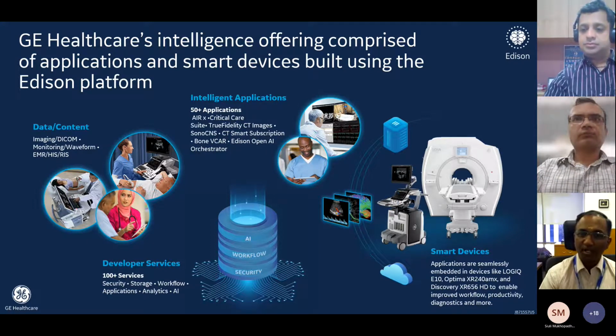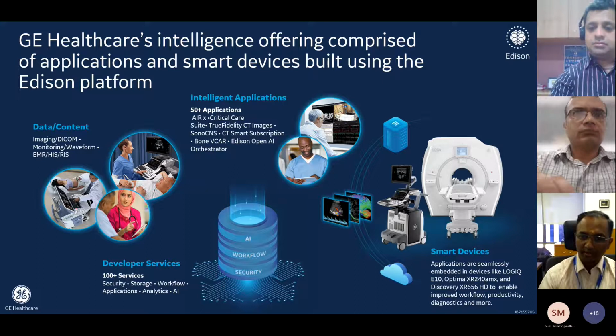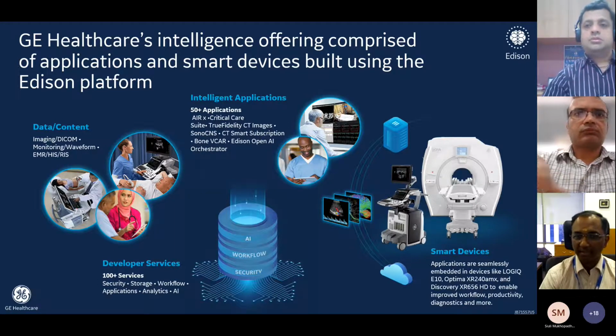This is all the more important when we go to tier two or tier three cities, especially in India, where we do not have adequate trained technologists or radiologists. These systems would be able to help the technologist and the radiologist much more than ever, so the quality of care can be maintained as well.